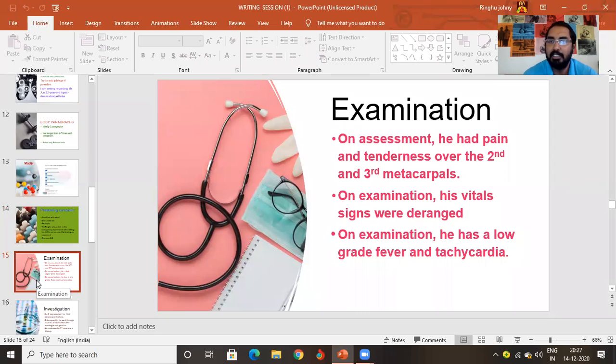On assessment, he had pain and tenderness over the second and third metacarpals. On examination, his vital signs were deranged. On examination, he has a low-grade fever and tachycardia. Again, repeating, അതായത് വന്നു പേഷ്യന്റ് ഇന്ന ഇന്ന സിംറ്റംസ് ഭിത്തിയിൽ ഇടിച്ചതിന്റെ ഭാഗമായിട്ട് കൈ അതുമായിട്ട് ഹോസ്പിറ്റലിൽ വന്നു. അസസ്മെന്റ് ചെയ്തപ്പോ കൈക്ക് വേദനയും ടെൻഡർനെസ്സും ഉണ്ട്. എവിടെ? സെക്കൻഡ് ആൻഡ് തേർഡ് മെറ്റാകാർപ്പൽസ്. അല്ലെങ്കിൽ അനദർ സെനാരിയോ, വൈറ്റൽ സൈൻസ് വർ ഡിറേഞ്ച്ഡ്. വൈറ്റൽ സൈൻസ് എല്ലാം അബ്നോർമൽ ആണ്. On examination, he has a low-grade fever and tachycardia. Hope that's clear. So that's the second part.